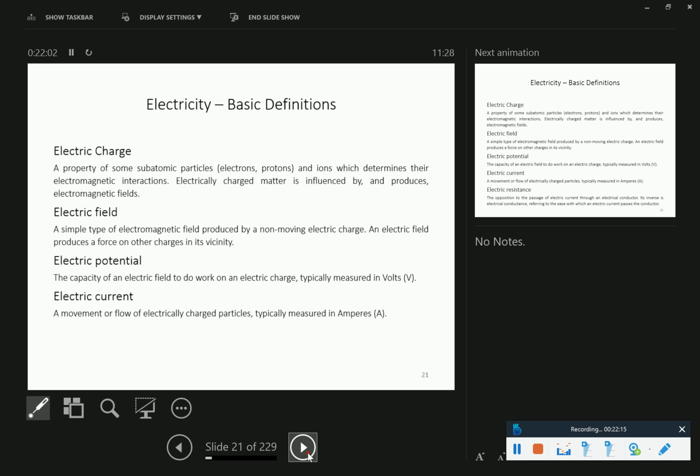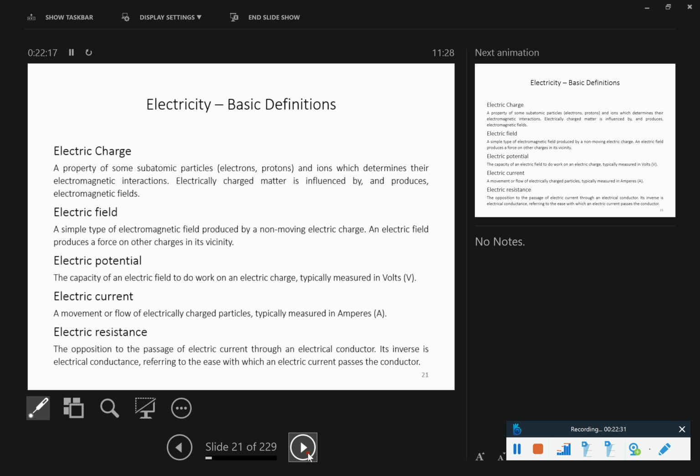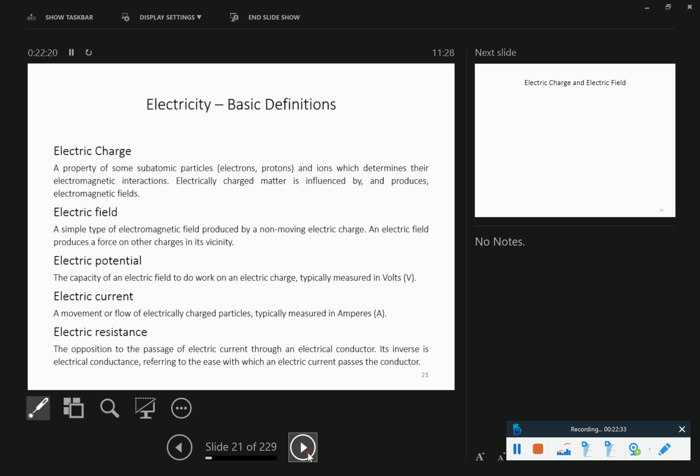Electrical current, we need that mainly because of source reconstruction. Electrical current is, of course, as you all know, the movement or flow of electrically charged particles, and is typically measured in ampere. Electrical resistance is the opposition to the passage of electric current through an electrical conductor. Its inverse is electrical conductance, and this refers to the ease with which an electric current passes the conductor. So resistance is fairly intuitive, it's the resistance against movement.